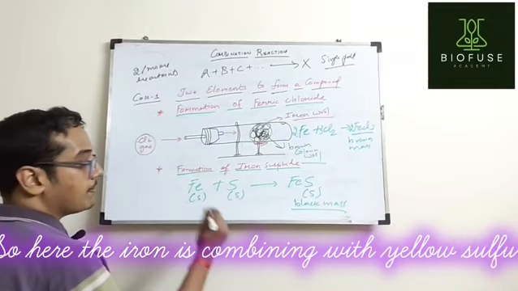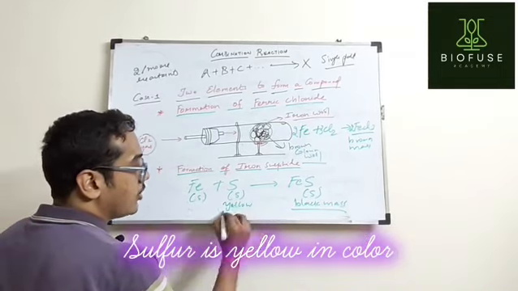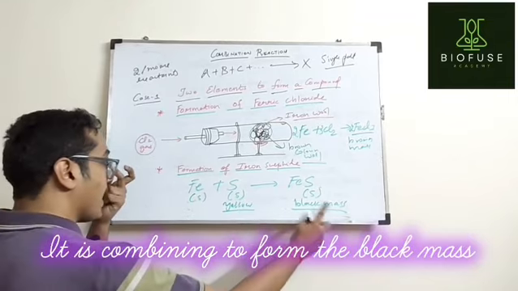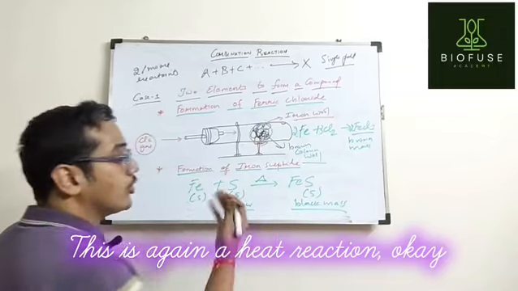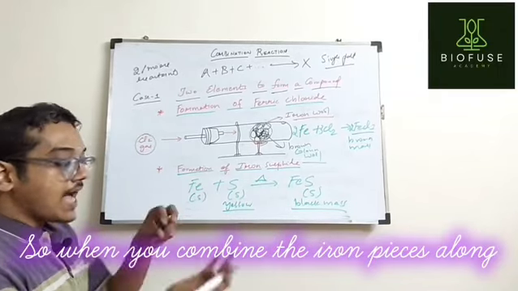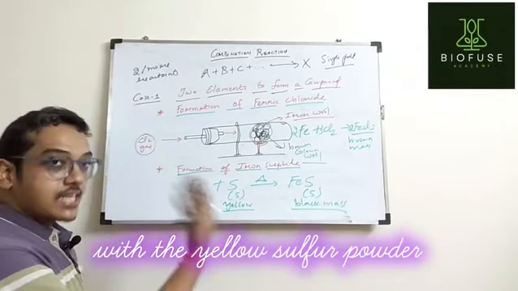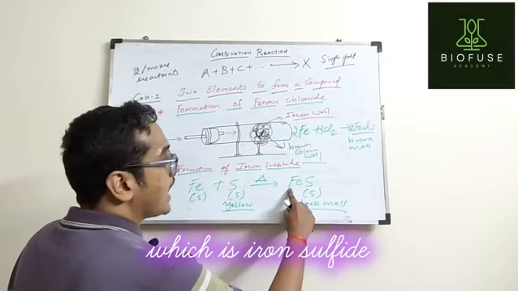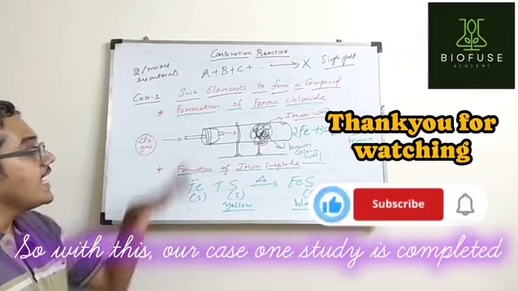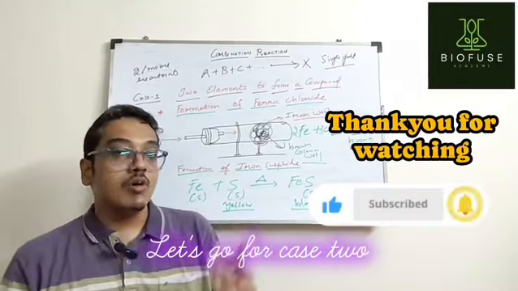So here the iron is combining with yellow sulfur. Sulfur is yellow in color. It is combining to form the black mass, that is iron sulfide. This is again a heat reaction. You're going to heat the substance. So when you combine the iron pieces along with the yellow sulfur powder, it is going to form a black mass or black substance, which is iron sulfide. So with this, our case 1 study is completed. Let's go for case 2.